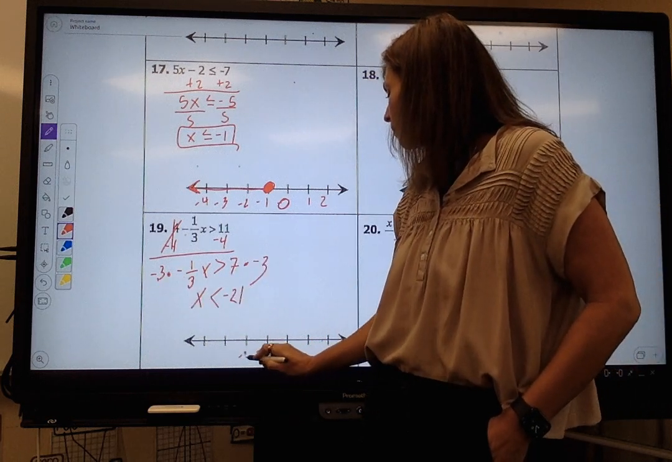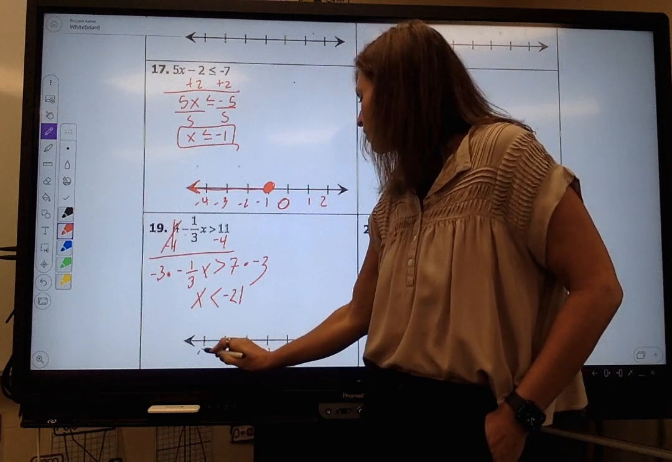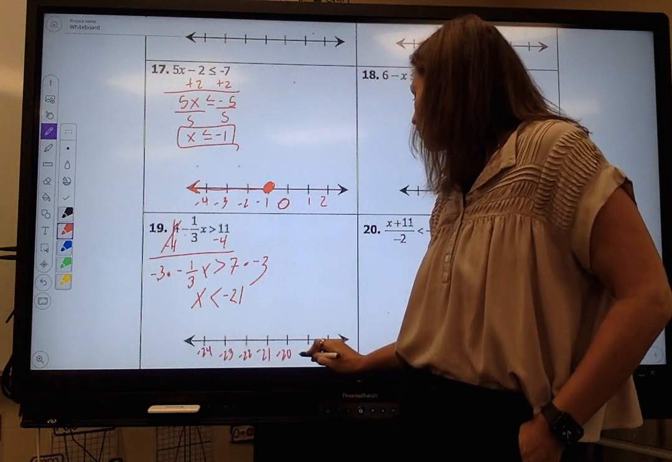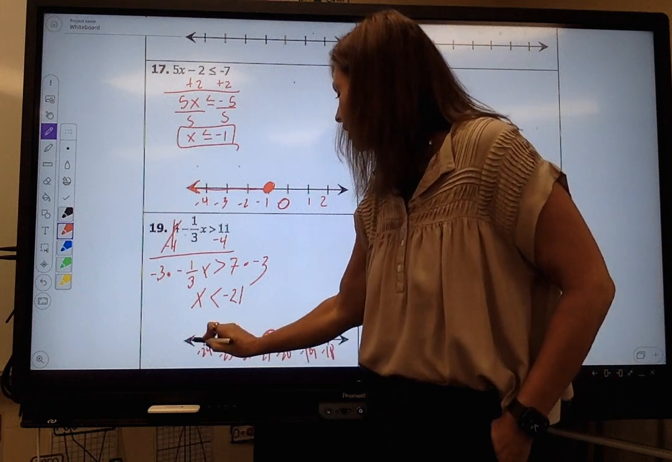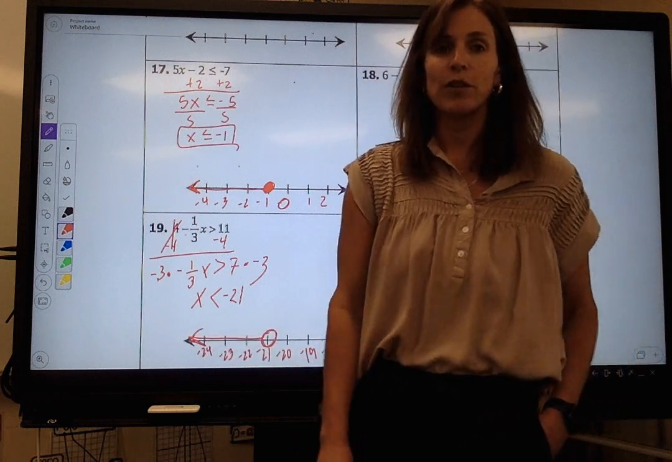So my target number, integers to the left, integers to the right, open circle, and shade to the left. Right? That's your refresher on inequalities.